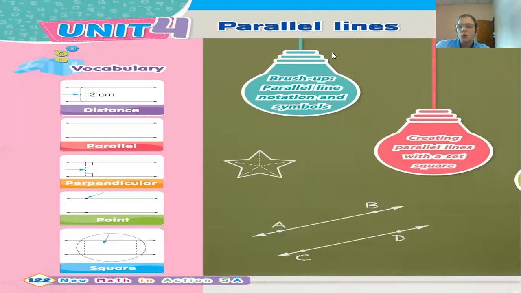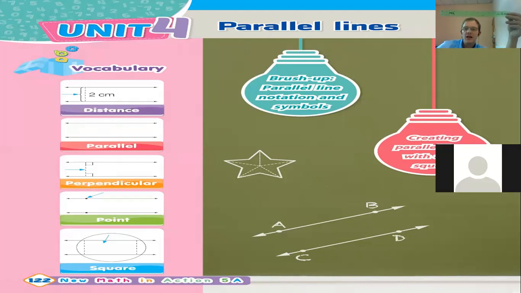So the first word in our vocabulary we learn is distance. Distance is the space between 2 points. And to measure distance, we use something like a ruler. So you can see from 0 to 5 is 5 centimeters. So that distance is 5 centimeters.